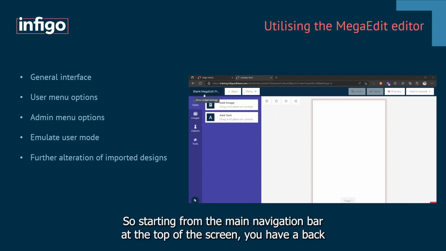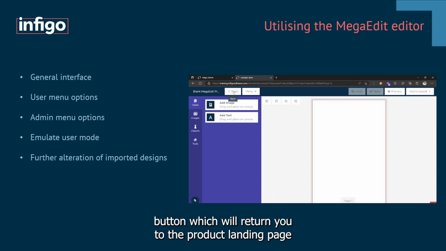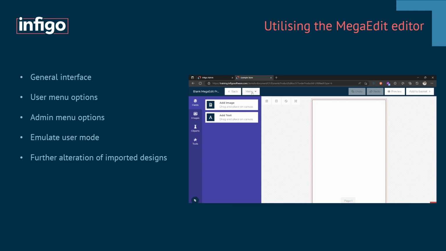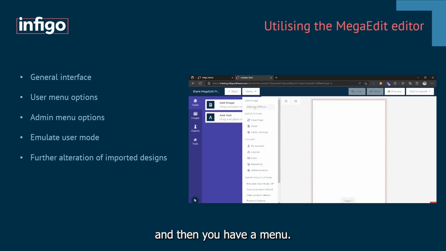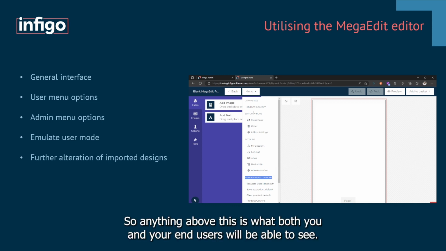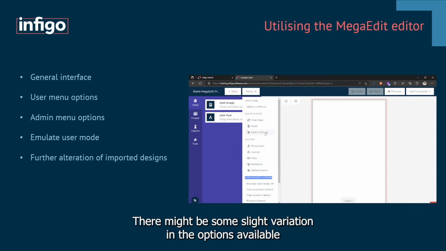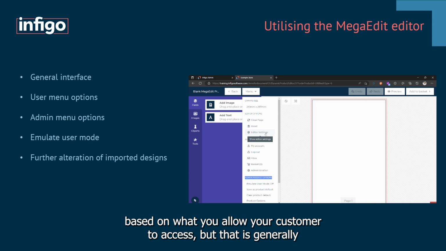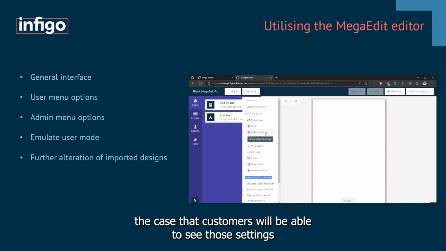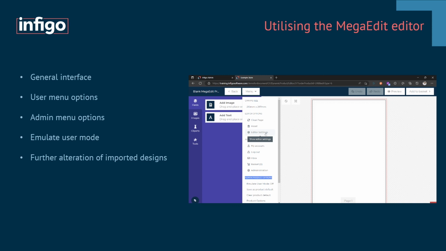So starting from the main navigation bar at the top of the screen, you have a back button which will return you to the product landing page. And then you have a menu. Now this will split into two major parts, with the divider being this section here. So anything above this is what both you and your end users will be able to see. There might be some slight variation in the options available based on what you allow your customer to access, but that is generally the case, that customers will be able to see those settings.